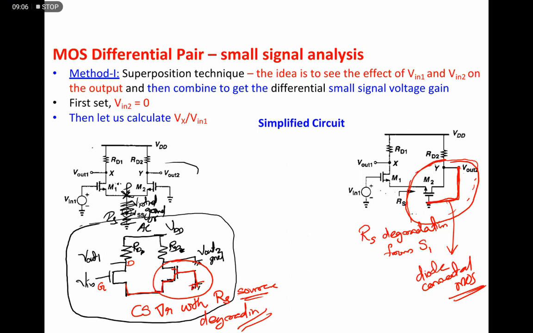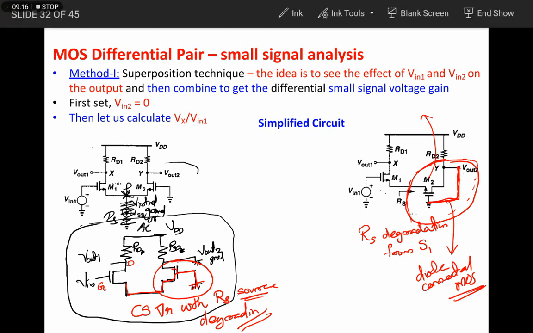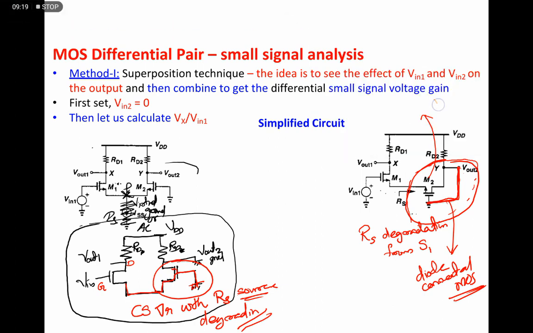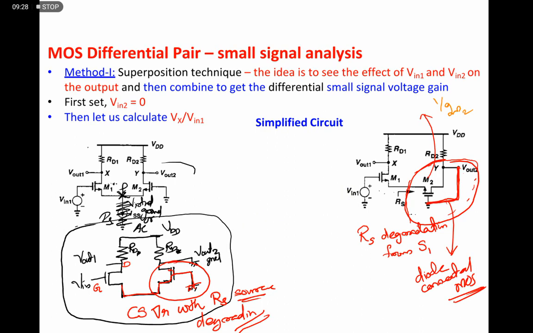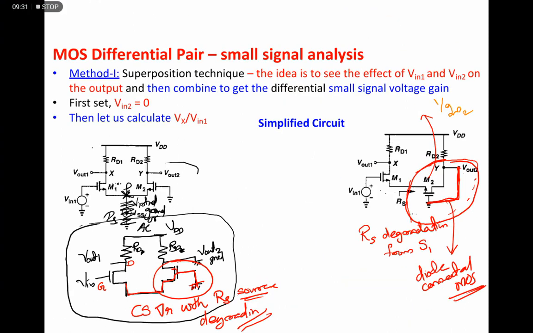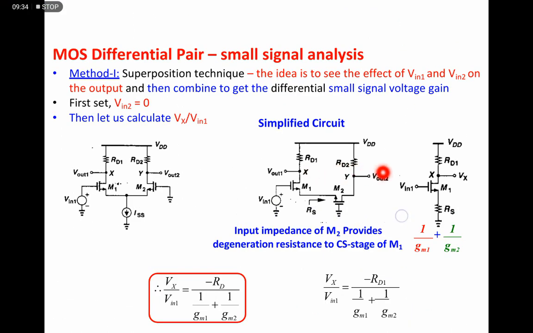Then the effective resistance of this one we can simply replace with its transconductance. If the transconductance of this one is Gm, the effective resistance becomes 1 by Gm2. So the value of RS becomes 1 by Gm2. This circuit we can modify like this: there is VDD, RD1, Vx, or here it is V out 1, and the source of M1 is nothing but an RS. The value of RS is nothing but 1 by Gm2.